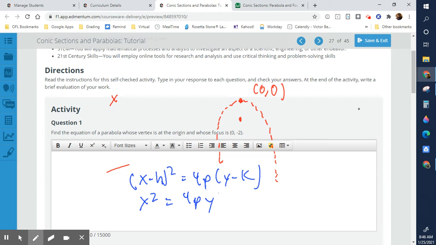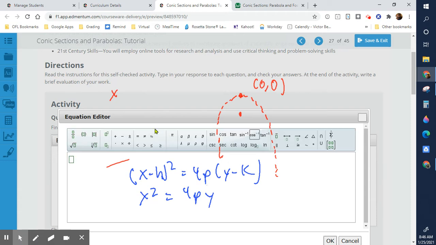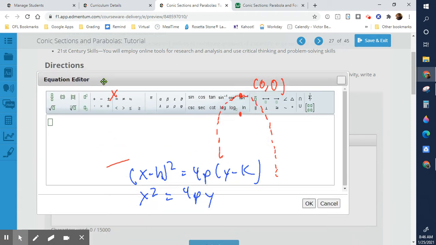So if we do this, there is no k, there's no h because we're at the origin. So we need to figure out what this p is. And the p is always the distance between the focus and the vertex. Because it is -2, that means this p has to be -2. So the answer to this question is x squared. Oh, you know what? You have to use the equation editor for this. There's kind of no way around it because there's no way to do that squared.